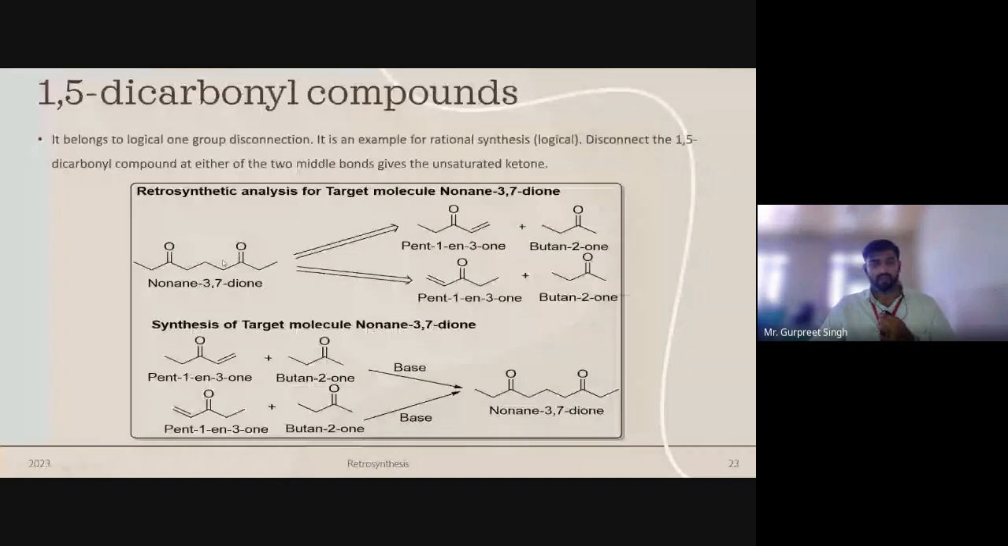Then 1,5-dicarbonyl compounds. For this, I'm using the retrosynthesis analysis of nonane-3,7-dione. For this, what we need are pent-1-en-3-one and butan-2-one. You can go for either of these two pathways, pent-1-en-3-one or butan-2-one. You're just reacting either of these reagents in the presence of a base, and you end up with nonane-3,7-dione.